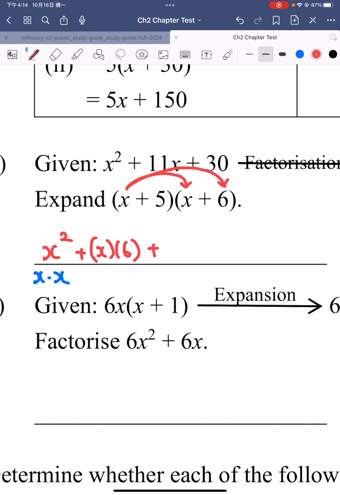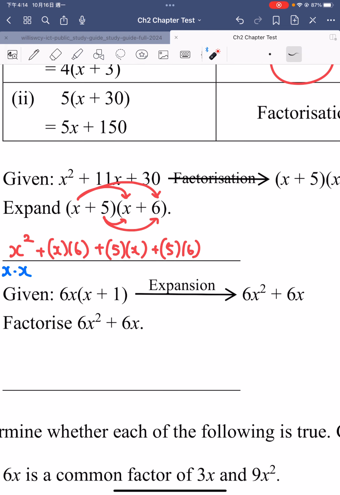So for the third one, you're going to be using the 5 times the x together with the 5 times the 6. So now you have the 5 times the x plus the 5 times 6. So if you combine them together, the 6x plus 5x will give you 11x. So now we have this is equal to x squared plus 11x plus 30.